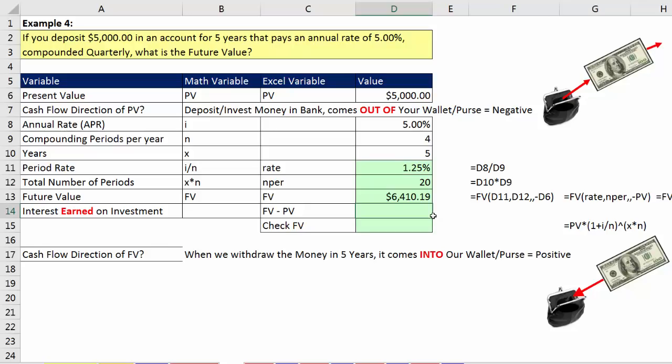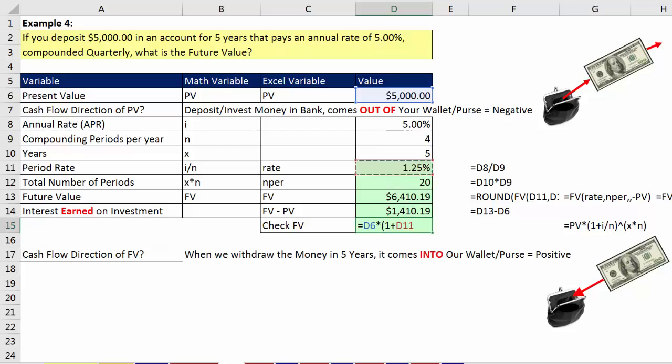Now, we should round that because all the rules are met. We're dealing with money. We definitely have the potential of extraneous decimals, and we're going to use it in a subsequent calculation. F2, and right after the equal sign, I'm going to round that whole future value calculation, comma 2, close parentheses, and enter. Now we can say, hey, there's the future value, and when I subtract how much I put in at time 0, 5 years ago, enter. There's the interest we earned, $1,410.19.